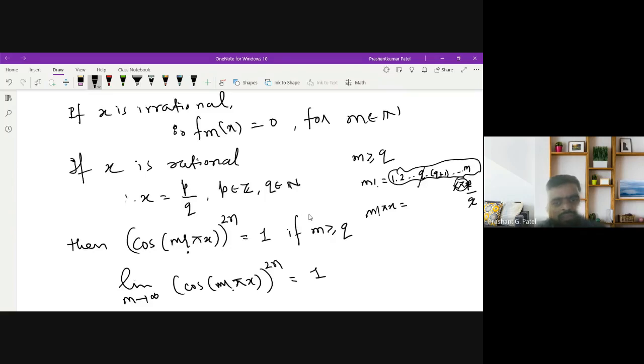as per the limit definition, there exists some n0, this q is the n0, such that for m greater than or equal to n0, the value of this minus 1 will be less than or equal to epsilon. So I can say the limit will be 1 if your x belongs to Q. So now we'll have these two things: the limit of this function is 0 if x is irrational, and it is 1 if it is rational.